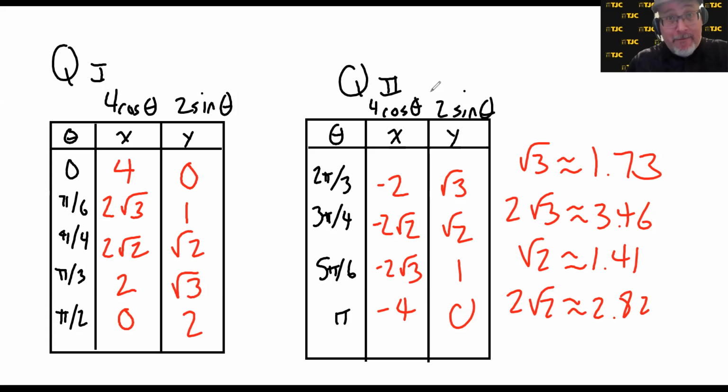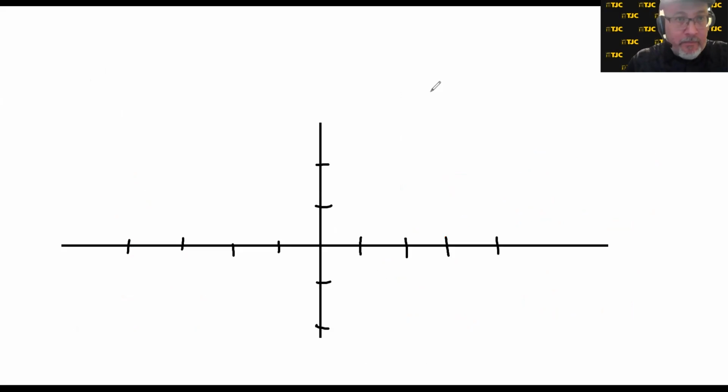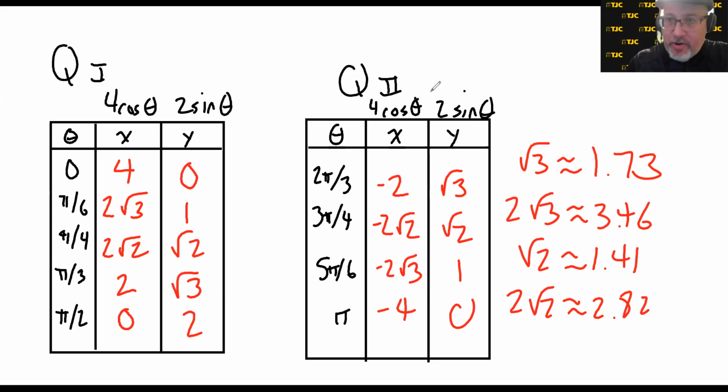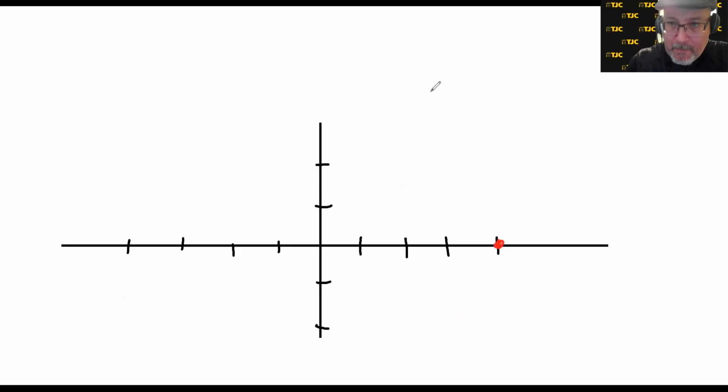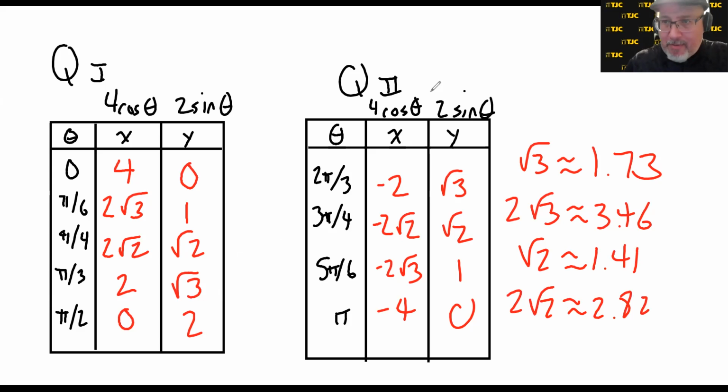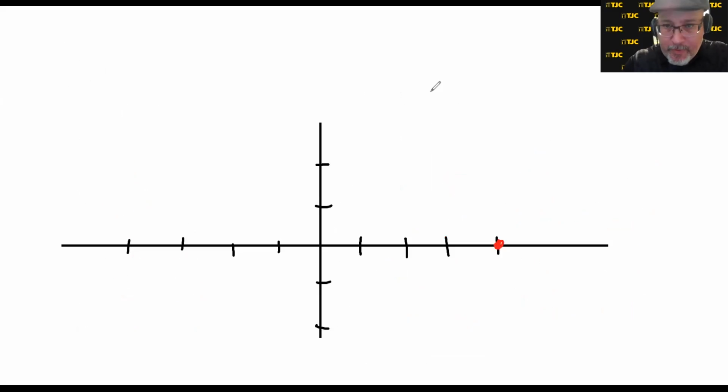I will be going back and forth between this table and this graph quite a bit. All right, our first point is 4, 0, so we're starting over here. Our second point is 2 square root of 3, 1. So 3.46, 1. 3.46 is about halfway between, up 1.